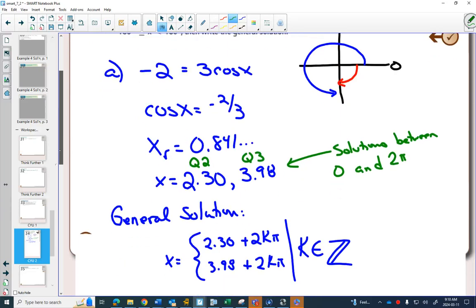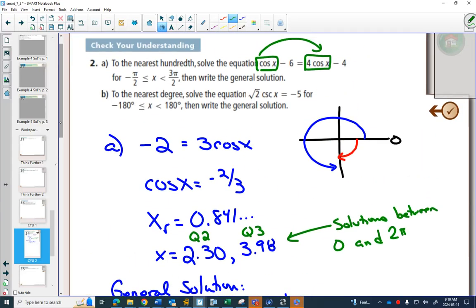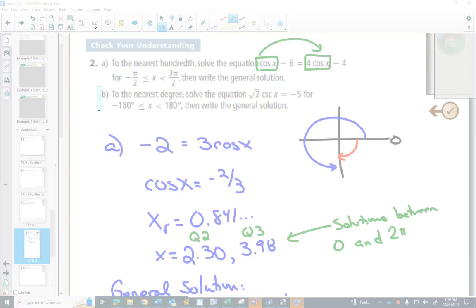All right, part B says, to the nearest degree, solve the equation root 2 cosecant x equals -5. I'm going to just put this on a new page for us.